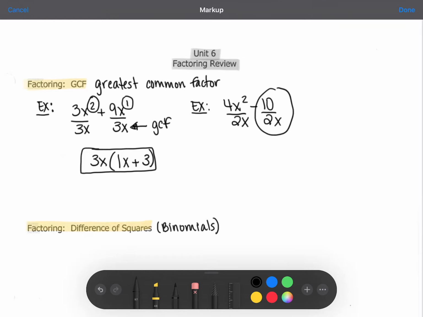I cannot leave an x on the bottom. I mean, you could have, but that's not how we factor using greatest common factor. And so we cannot put an x. They don't have it in common. In order for you to divide by it, they must both have it.